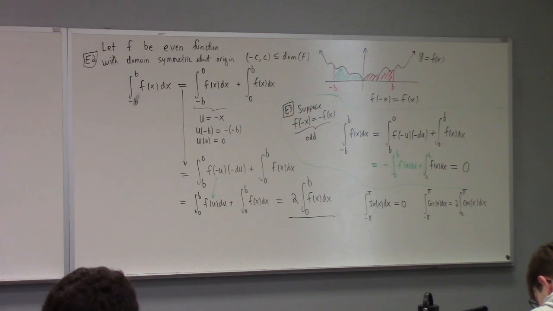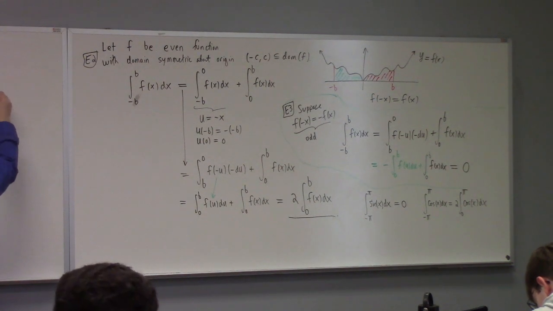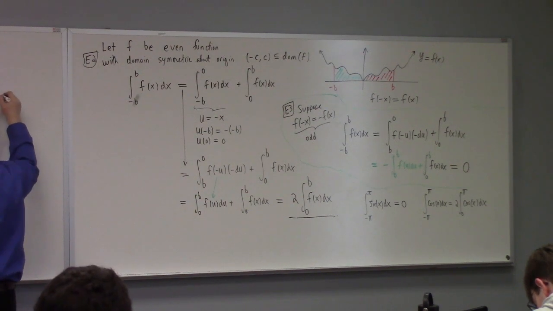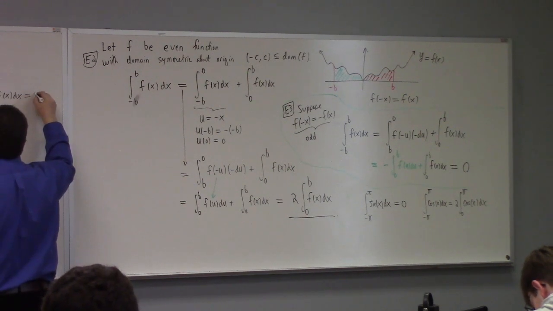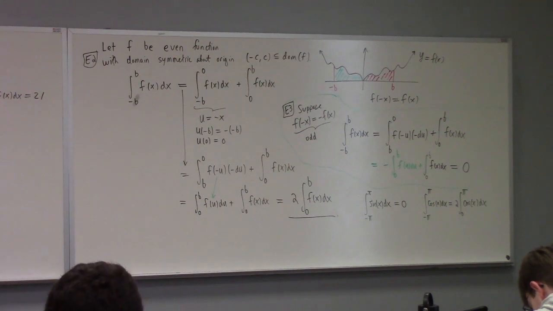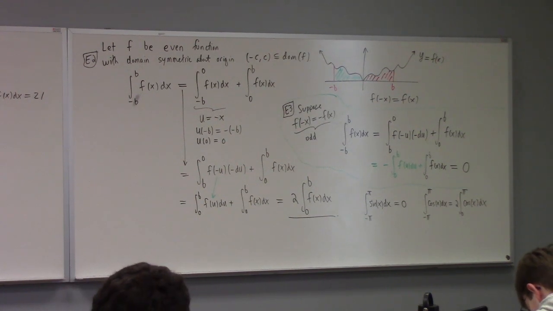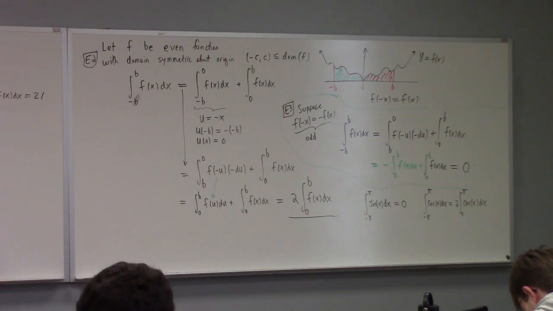So assume f is even and g is odd. And let's suppose that the integral from 0 to 3 of f(x) dx is 21. Then we could ask, what's the integral from minus 3 to 3 of x to the 17th times f(x), plus g(x), plus f(x) dx?